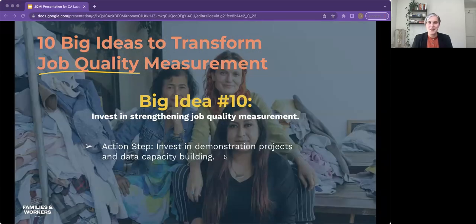Big idea number 10, this is our last big idea, and this is about the need to invest in all the recommendations in this report to get to action. Diverse segments of philanthropy, from funders focused on equity to those focused on government effectiveness, can come together with business and with government partners to support job quality measurement, including by investing in demonstration projects and data capacity building. And this is an area where the Families and Workers Fund is really focused right now in collaboration with many of our funder partners.